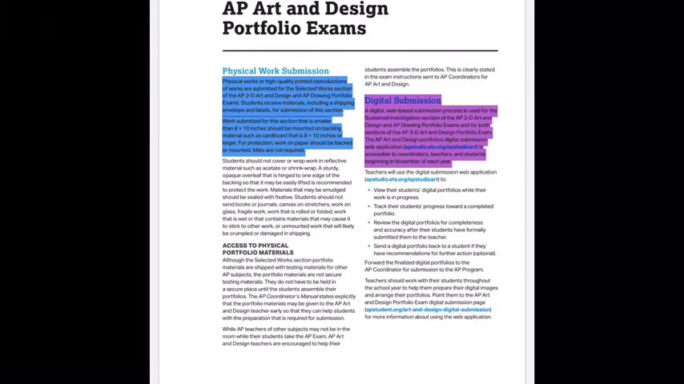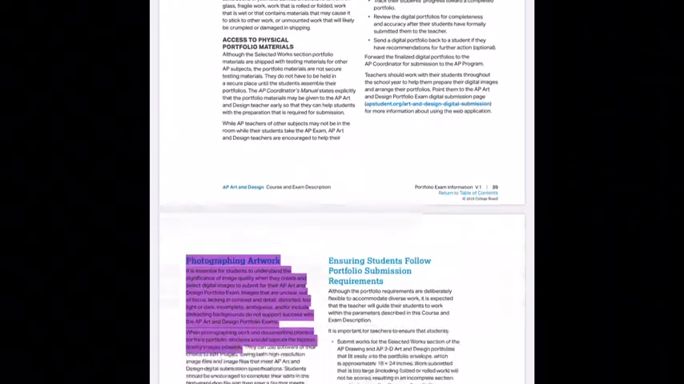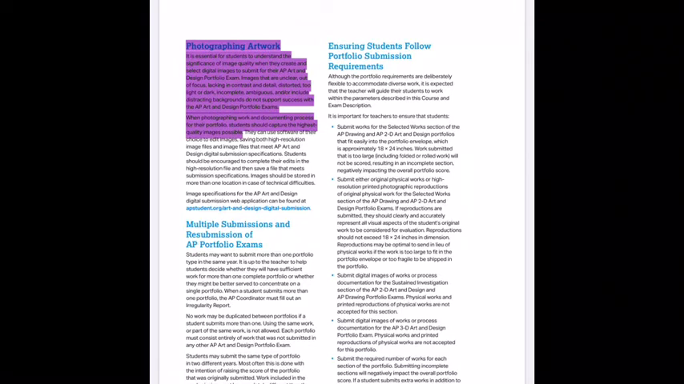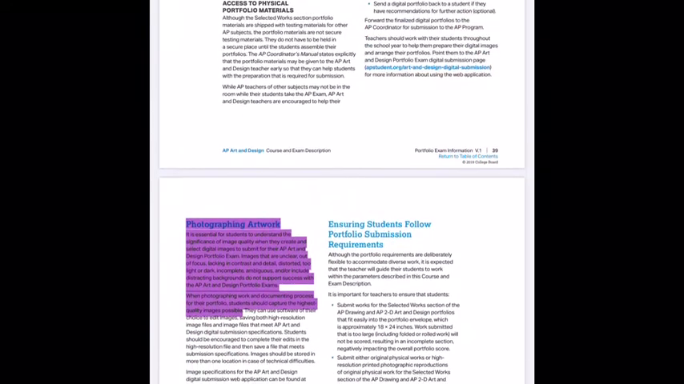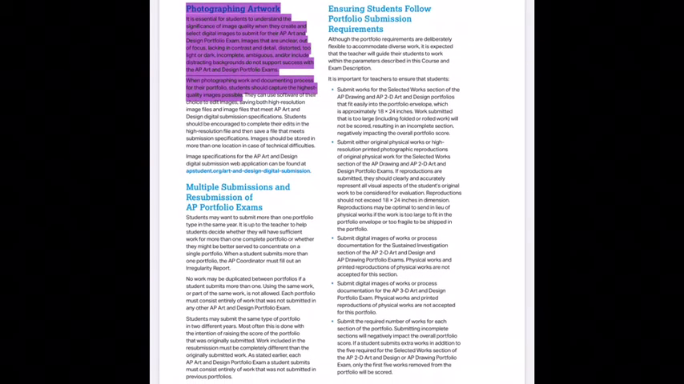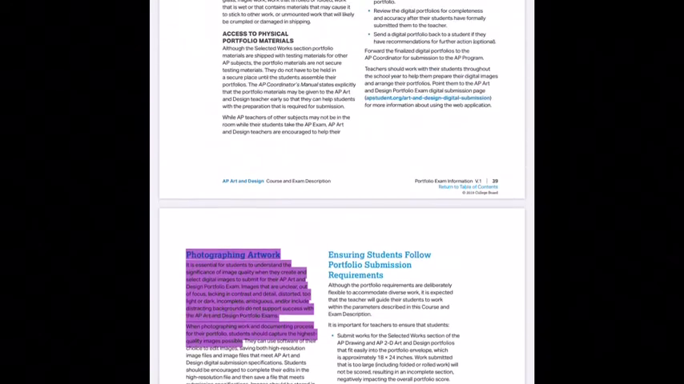We already talked about the physical work submission. That's the selected works. And then the digital submission will be your sustained investigation. And then there's just a little paragraph about photographing work. We'll talk more about that in school, just basically saying that the photographs of the work need to be of the highest quality, and we'll make sure that that happens. Okay, so that's just this 48-page document in a nutshell. Please go back and read through it, make sure you understand, and it's really important that you understand the grading rubrics and how the College Board will be assessing your work.